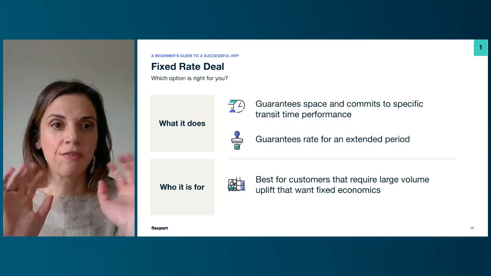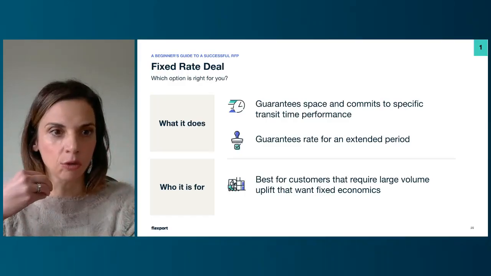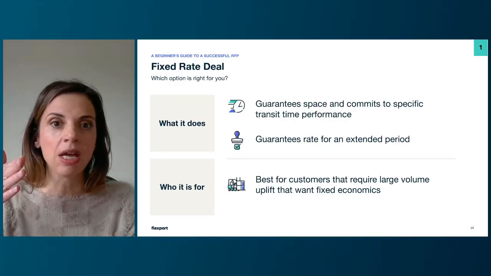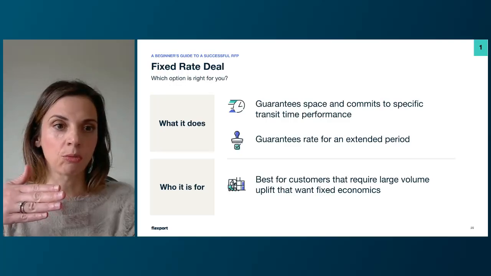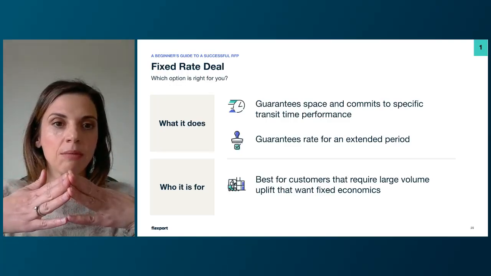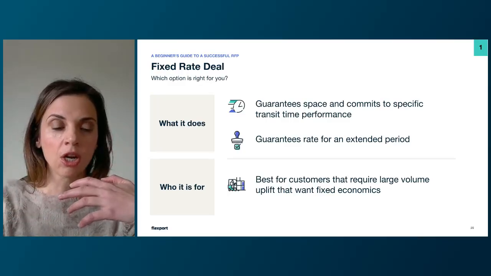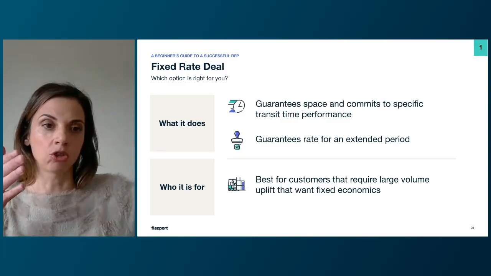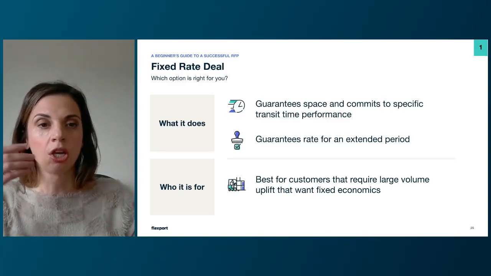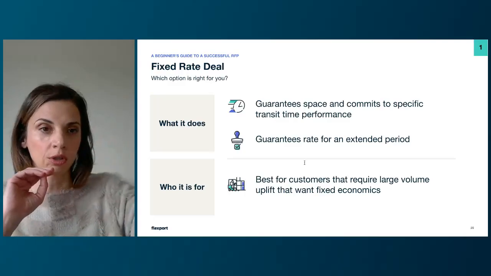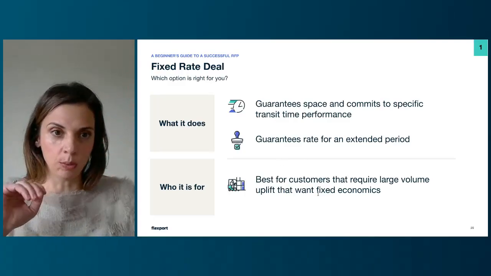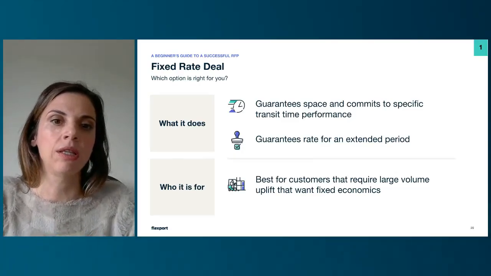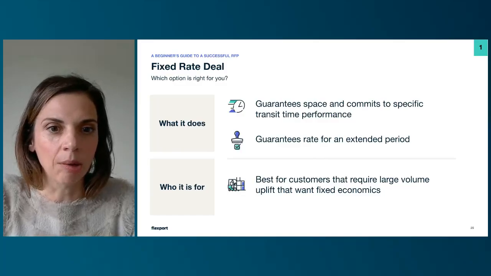Let's go to the next one. So first off, we have the fixed rate deal. So what this does, kind of what the name says, it guarantees space over an extended period of time, and it commits to a specific transit time performance. So when we say extended period of time, here would be 6 months or longer. So typically in air freight, the RFPs are a little bit on the shorter horizon versus ocean. So this one would be on the longer tail of for air freight, which would be between 6 months and 1 year.